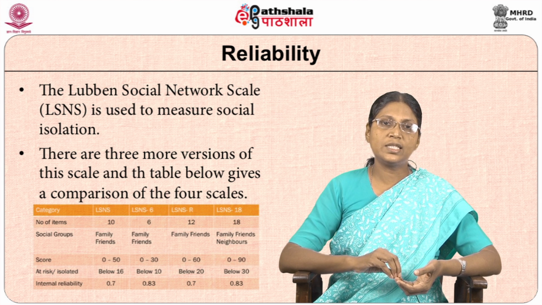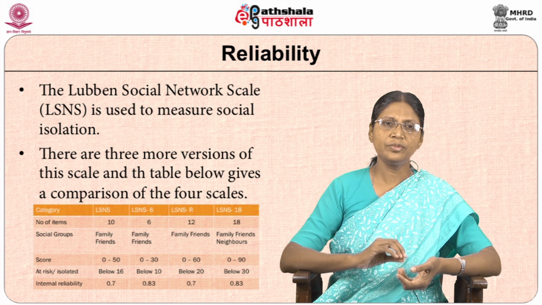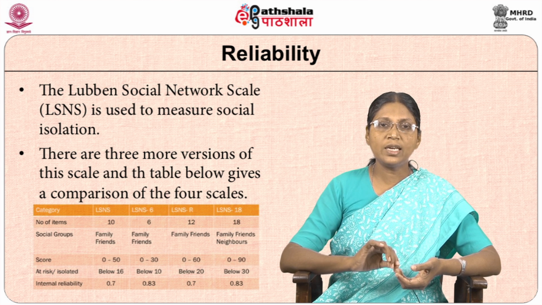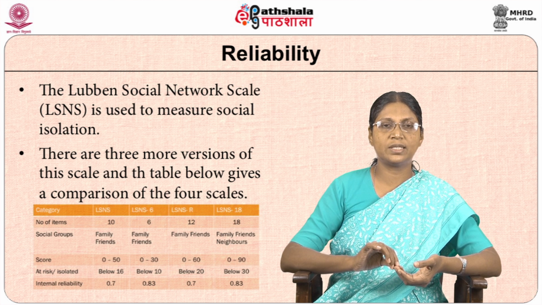The internal consistency and reliability of this scale has been found to be good, ranging from 0.70 to 0.83. Thus, we can conclude that this scale is a reliable one for our purpose. Please also refer to the WHO audit scale, the reference for which is given in quadrant 3.